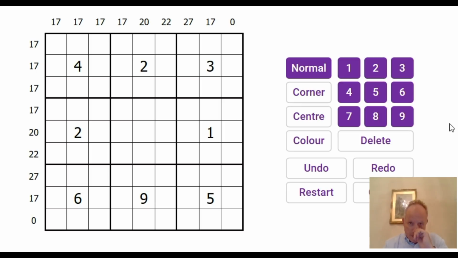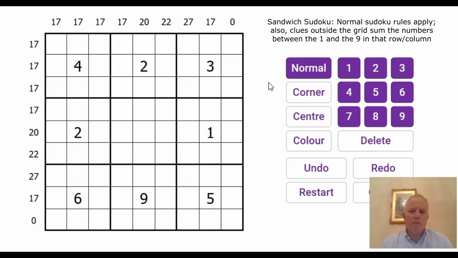So, sandwich Sudoku, quick recap of the rules. As well as the normal Sudoku rules, there are clues outside the grid. For each row and column, the clues give the sum of the digits between the 1 and the 9 in that row or column. So where it's a 0 here, that must mean the 1 and 9 must appear next to each other because there's no digits between them.